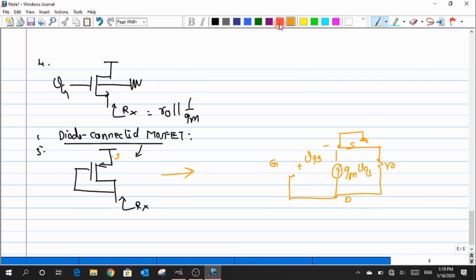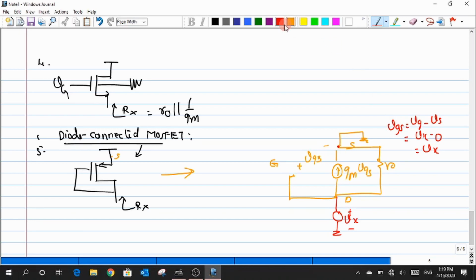Now I fix the drain with Vx, with plus and minus. I want to express this VGS in terms of Vx. So VGS is Vg minus Vs, and the source potential is already grounded, so I fix a 0, but what is connected to the gate is nothing but my Vx. So the entire potential is equal to Vx.